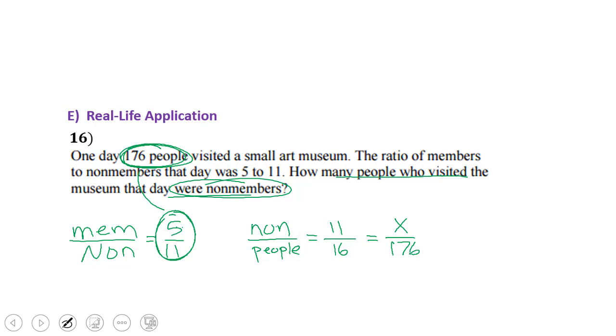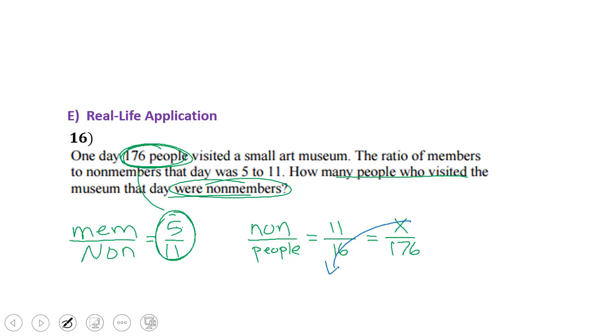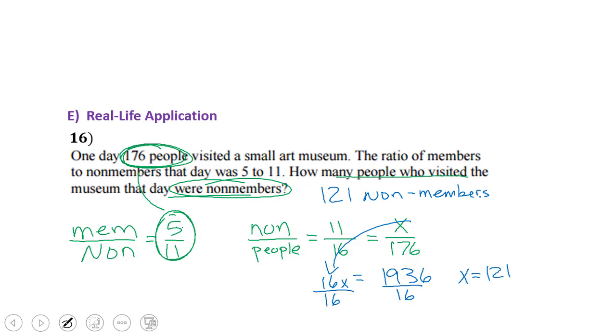So now that I have written my proportion, of course it's solved the same way we've solved them all. And we have 16x, and we know that 11 times 176 is going to give us 1,936. And of course, finish it off by dividing by 16, and we get that x is equal to 121. So what does that mean? 121 non-members visited the museum that day.